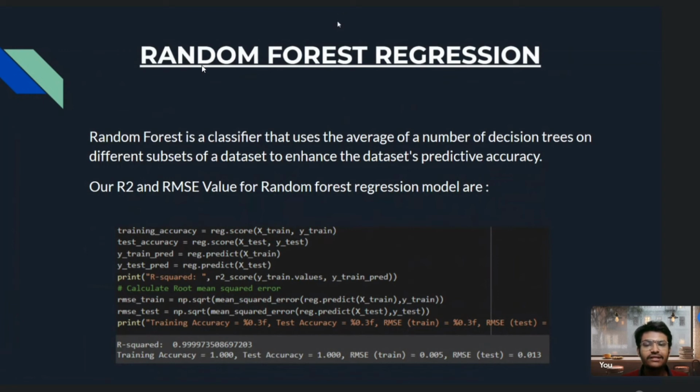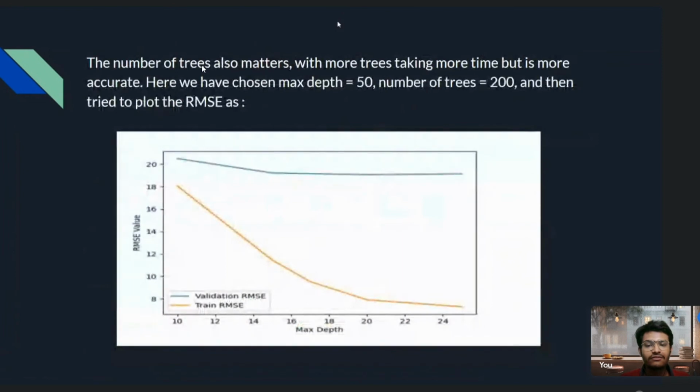In this method, if the number of trees in the forest increases, the processing will take more time, but we will get more accuracy. For writing the code, we first imported the random forest regressor from the sklearn.ensemble library and also mean squared error and R2 score from the sklearn.metrics library. For our model, we took the maximum depth to be 50 and the number of trees 200. Also, we kept the random state equal to 0.